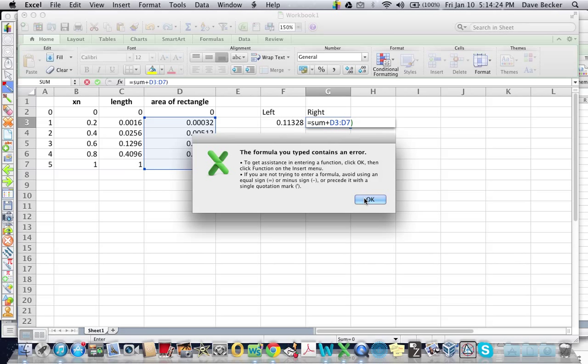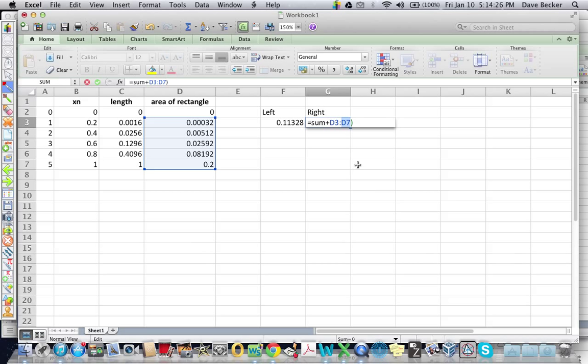And oops, what did I do? I forgot, I just messed that up. So let me get rid of that. I equals sum. Then I need parentheses. Then I need to highlight all these. Sorry about that. Close parenthesis. Boom. Okay, and that's with 5 rectangles. So we could repeat that for all the iterations that they gave us. But now I'm going to go to 500.